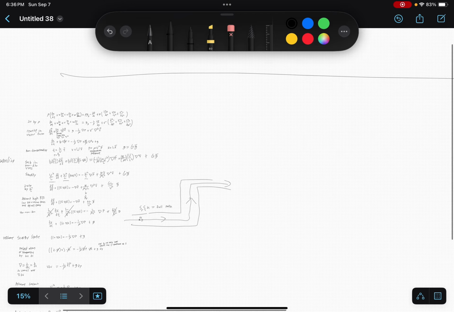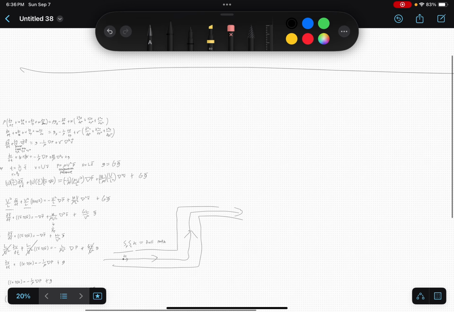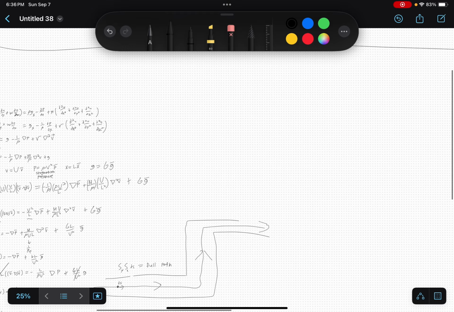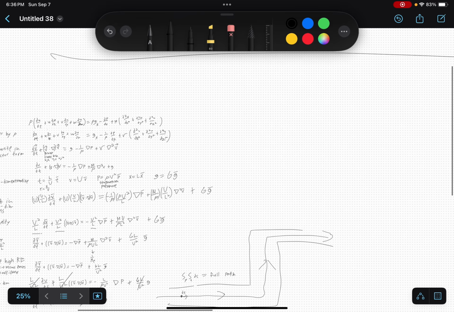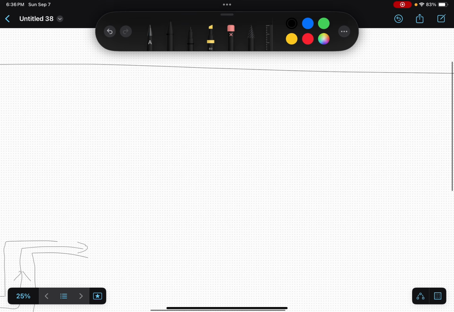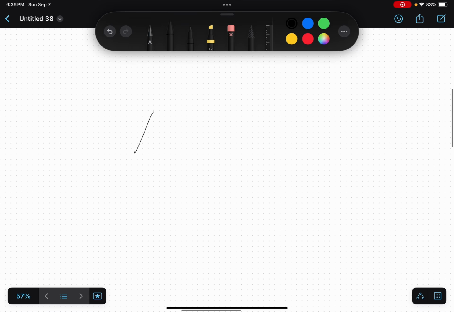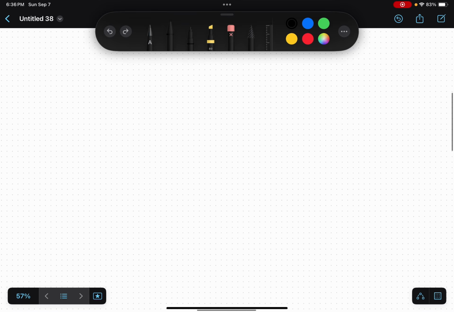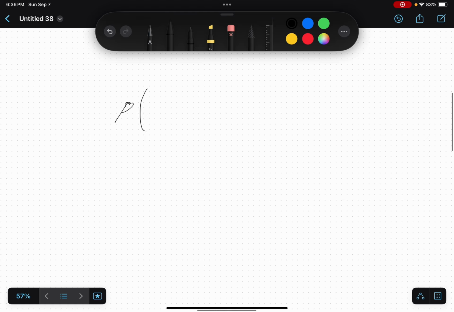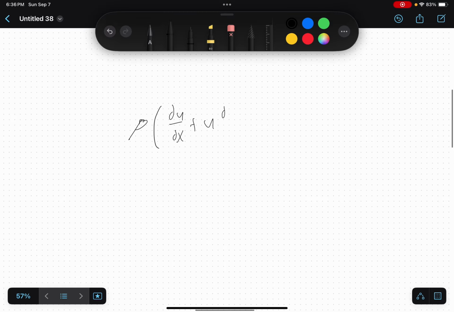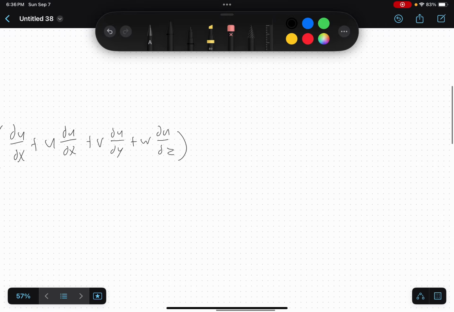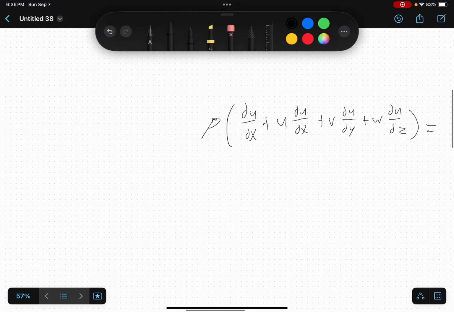Cool beans. So step one is to write out Navier-Stokes in just one of the components, just for reference. So I'm going to pick the x component, right? Yep. X component. What does it equal?